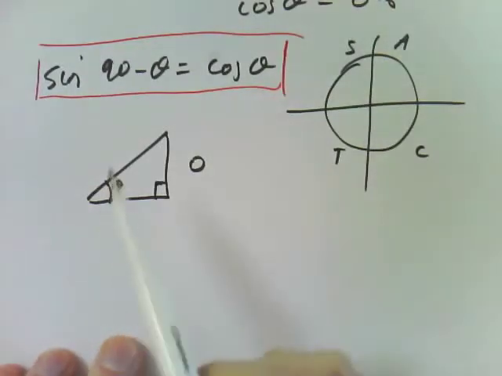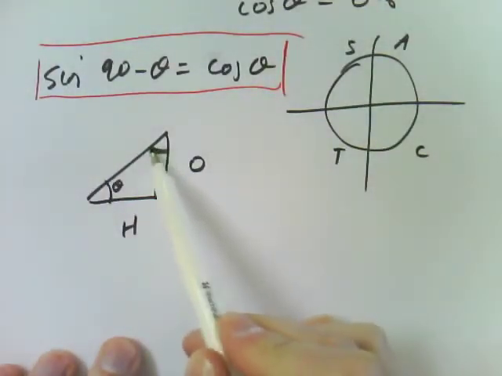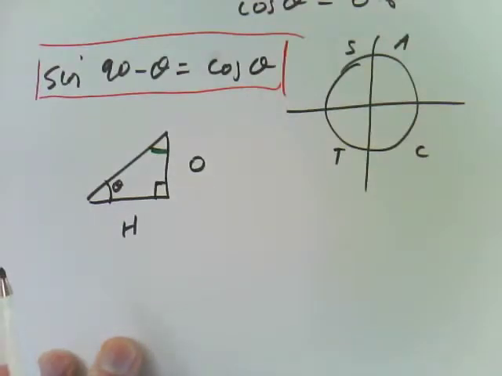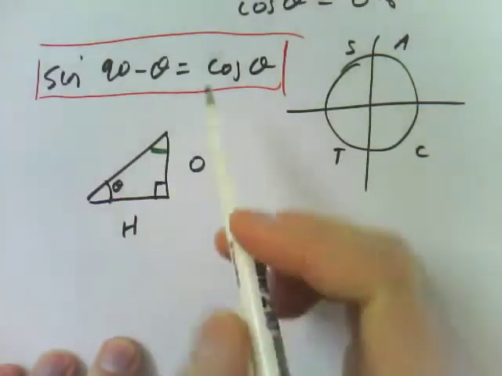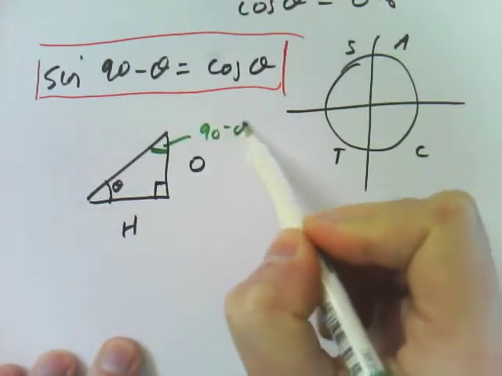All right. What's this angle here? This green angle? No, that's this angle here. How do you work it out? You minus theta and 90. So this angle here is 90 minus theta, isn't it? Yeah?